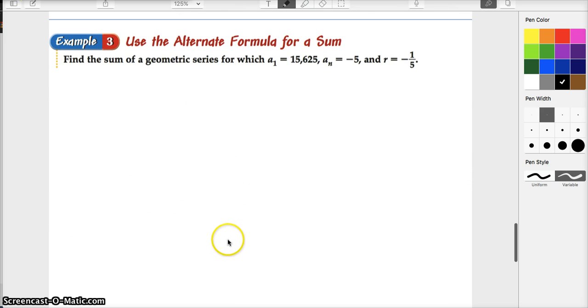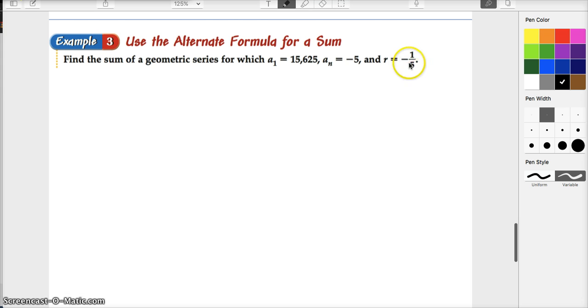So here we have another example. Example 3 uses an alternate formula for the sum. In this problem, we want to find the sum of the geometric series for which the first term is this, and a sub n is this, and r is this.